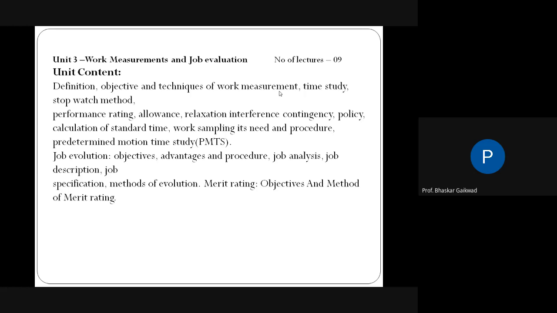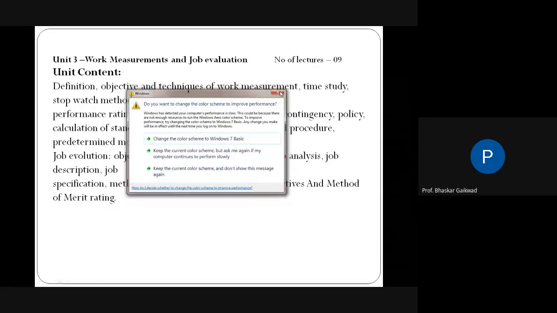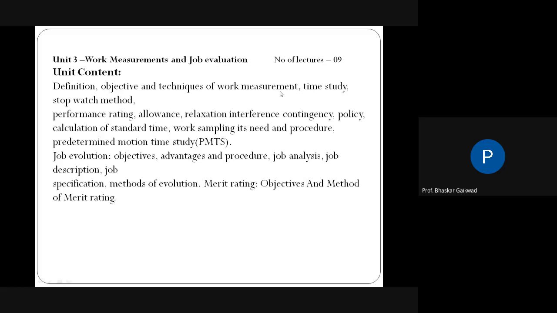Then the next line, performance rating is there. It means we always have to check the performance. In ideal conditions, we consider 100% ideal condition, but every time you will not get that 100%, maybe below this or maybe above this. So here we have to decide the performance rating.